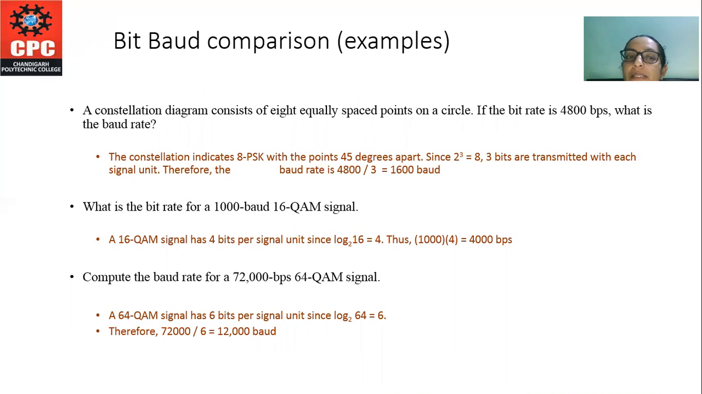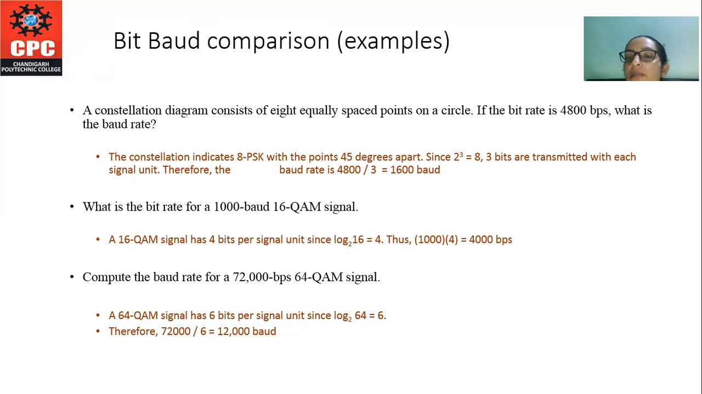Here let us start with an example. A constellation diagram consists of 8 equally spaced points on a circle. If the bit rate is 4800 bps, what is the baud rate? The constellation diagram indicates 8 PSK with the points 45 degrees apart. Since 2 raised to the power 3 is equal to 8, 3 bits are transmitted with each signal unit. Therefore, the baud rate is 4800 divided by 3, that is 1600 baud.